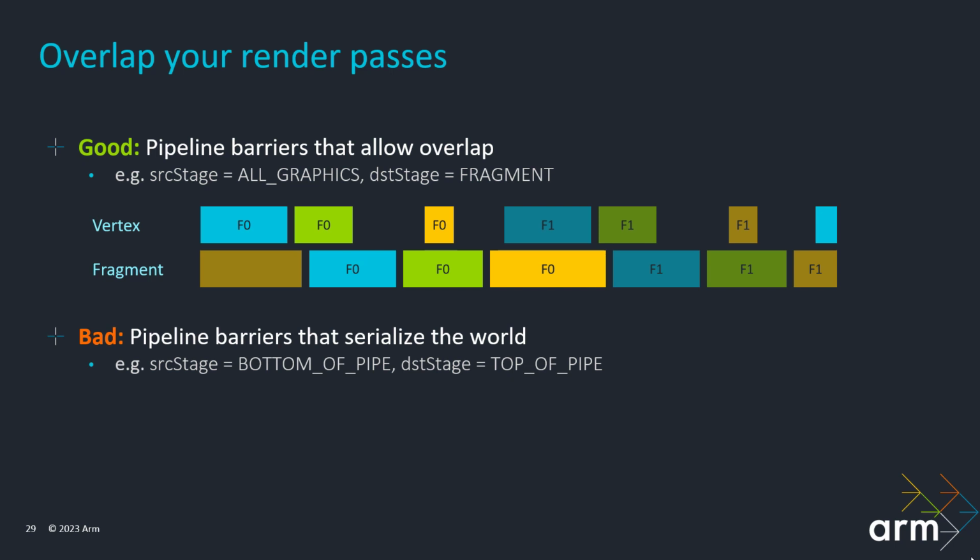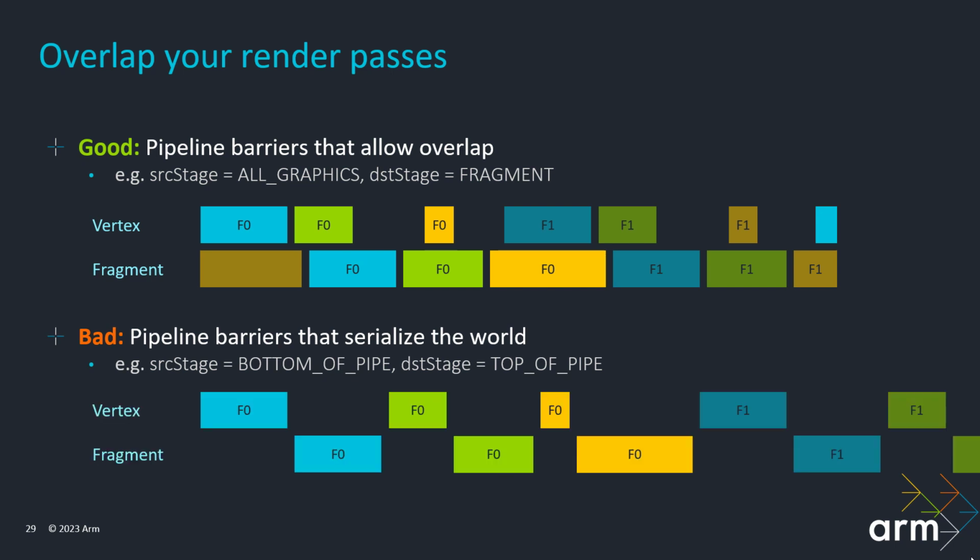The bad case is pipeline barriers that serialize the world, and the most common case we see, especially copied from some of the early tutorials, is source stage is bottom of pipe, dst stage is top of pipe. This removes any chance we have of doing overlap. The top of pipe of one submit has to wait for bottom of pipe of the previous one, and so even though the vertex work may not need the output, we don't know that and it can't start. As you can see, we're going to run things serially and the overall performance will take a significant hit.